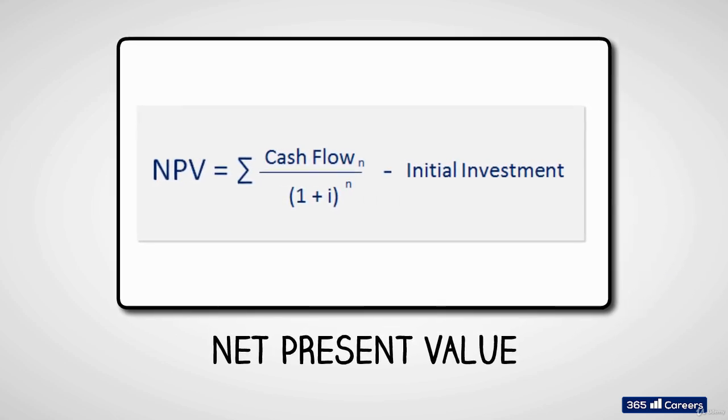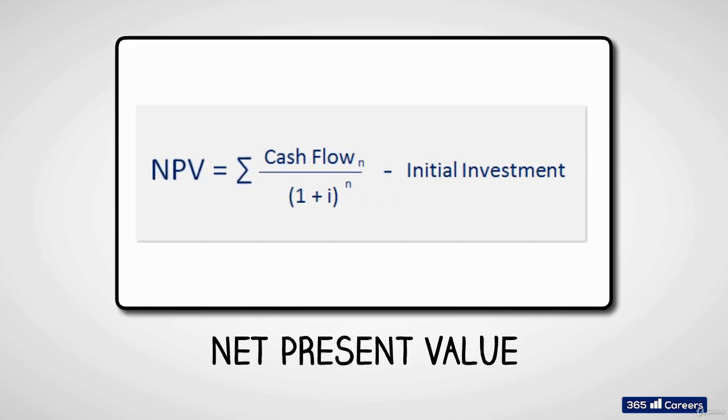Here is the net present value formula. Net present value is equal to the sum of discounted cash flows minus the initial investment.